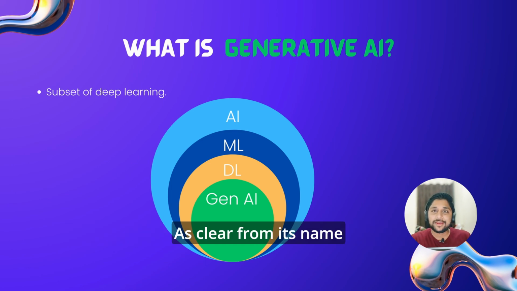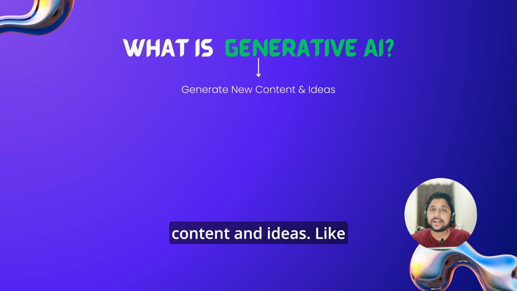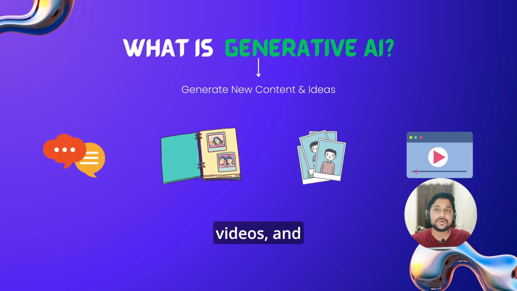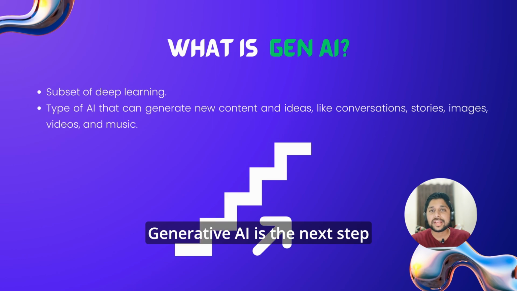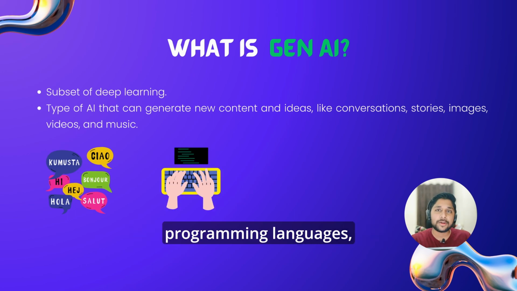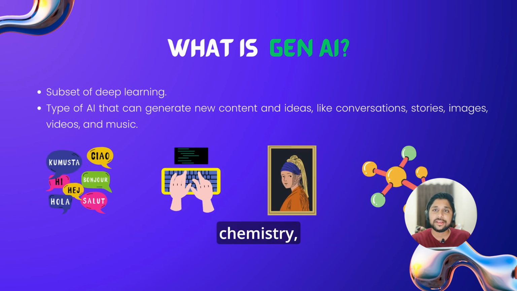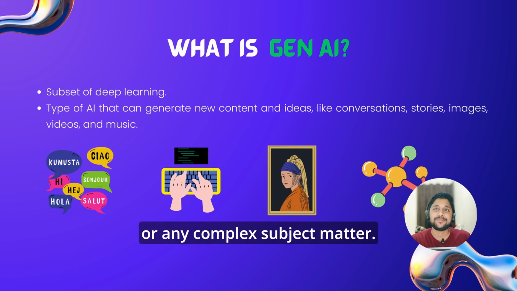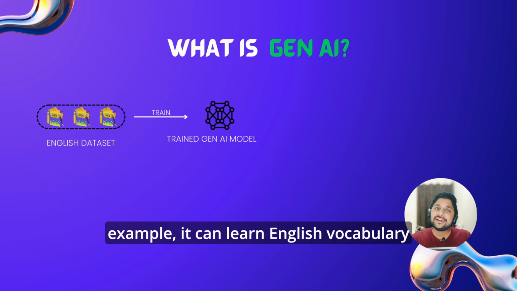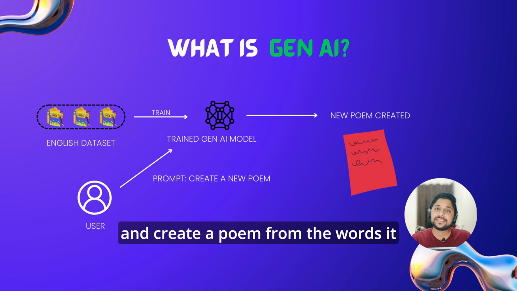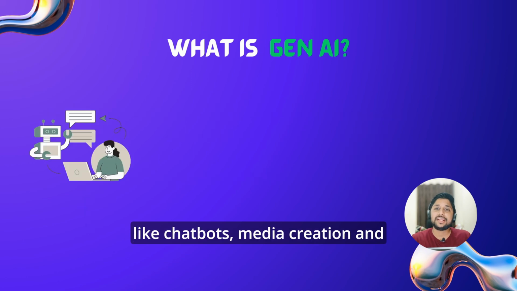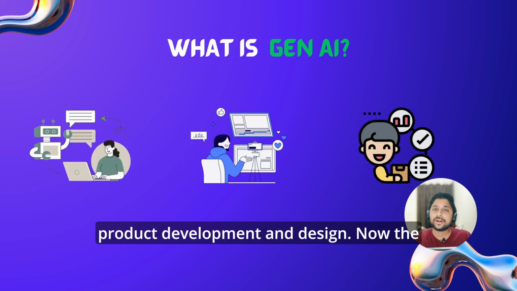As clear from its name, generative AI can generate new content and ideas like conversation, stories, images, videos, and music. Generative AI is the next step in artificial intelligence. You can train it to learn human languages, programming languages, art, chemistry, biology, or any complex subject matter. It reuses training data to solve new problems. For example, it can learn English vocabulary and create a poem from the words it processes. Your organization can use generative AI for various purposes like chatbots, media creation, and product development and design.